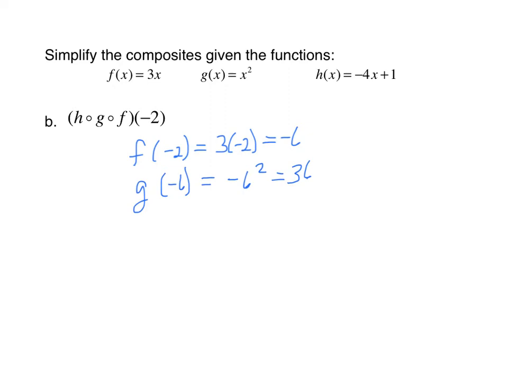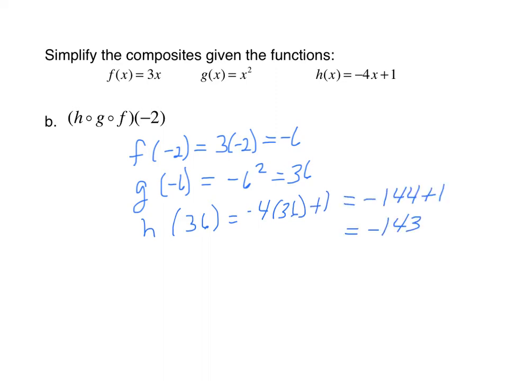Then we take that answer and put it into the h function. H of 36 is negative 4 times 36 plus 1 equals, and the answer to that is negative 143.